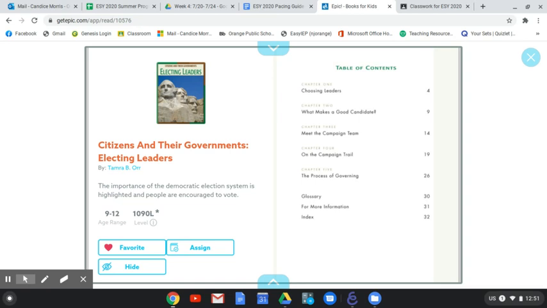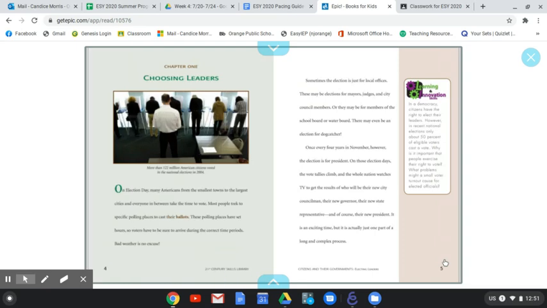So here we go. Page 4, chapter 1, Choosing Leaders. On election day, many Americans from the smallest towns to the largest cities and everyone in between take the time to vote. Most people trek to specific polling places to cast their ballots. These polling places have set hours, so voters have to be sure to arrive during the correct time periods. Bad weather is no excuse.